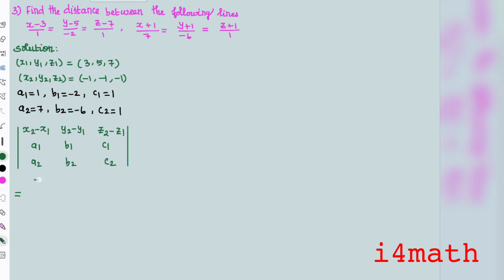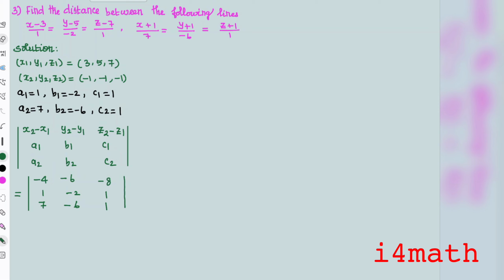So x2 minus x1: we already know x2 is minus 1, so minus 1 minus 3 is minus 4. Next, y2 minus y1, minus 1 minus 5, that is minus 6. And then z2 minus z1, minus 1 minus 7, minus 8. Next, 1, minus 2, 1. And then the third row is 7, minus 6, 1. So these values we calculated are placed in the respective positions. Now let us find the determinant of this.